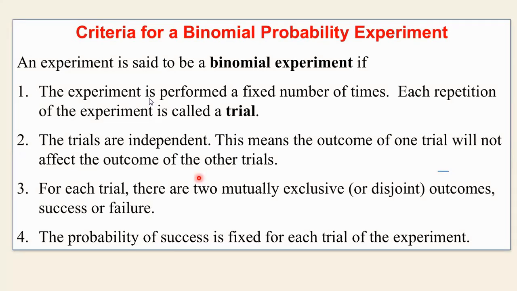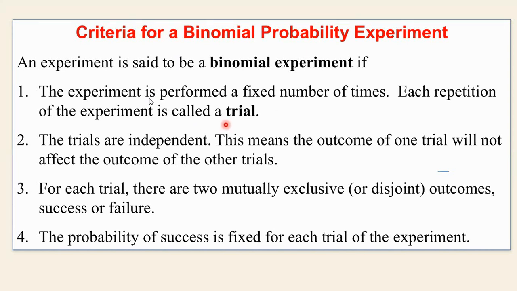Right. It also actually starts with a random experiment, but in this special case we call it a binomial random experiment. For any experiment to be called a binomial random experiment, there are 4 characteristics we have to look at. One is that the experiment is performed a fixed number of times, right? That means we repeat the same experiment a fixed number of times, 5 times or 10 times or 20 times, and each repetition is called a trial.